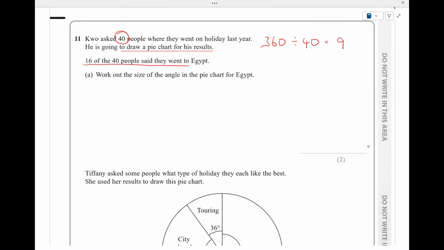16 of the 40 people said they went to Egypt. Work out the size of the angle. Well, that's going to be 16 times 9, isn't it? So the size of the angle for Egypt is going to be 144 degrees.